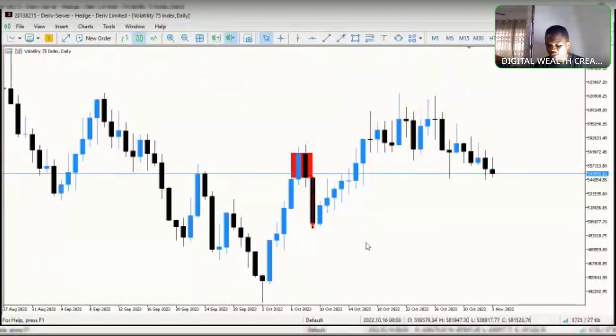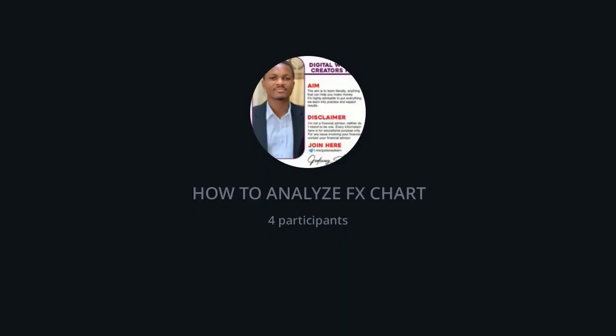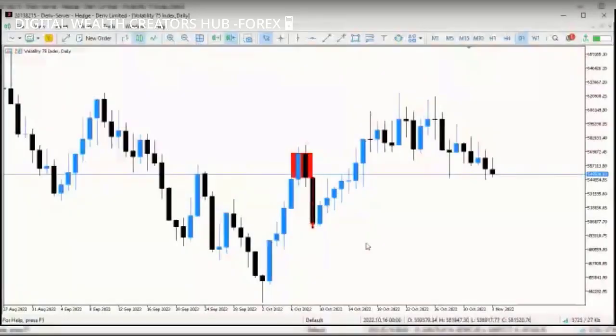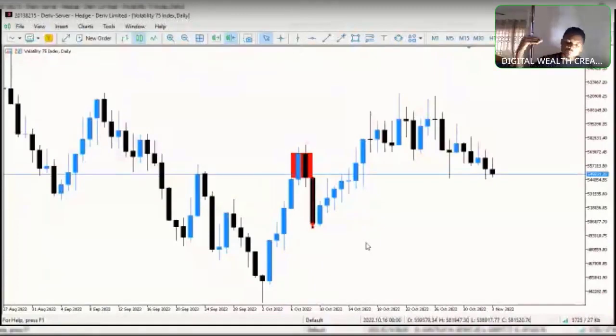Now, the next thing that we have to do is scale down to the lower time frames. That's the 4-hour time frame, 1 hour, 30 minutes, 15, 5 minutes, then 1 minute. Basically, I take the entries on the 1 minute and 5 minute time frames. So right now we are doing top down analysis. We are coming from the top and going down. We are refining the whole structure.